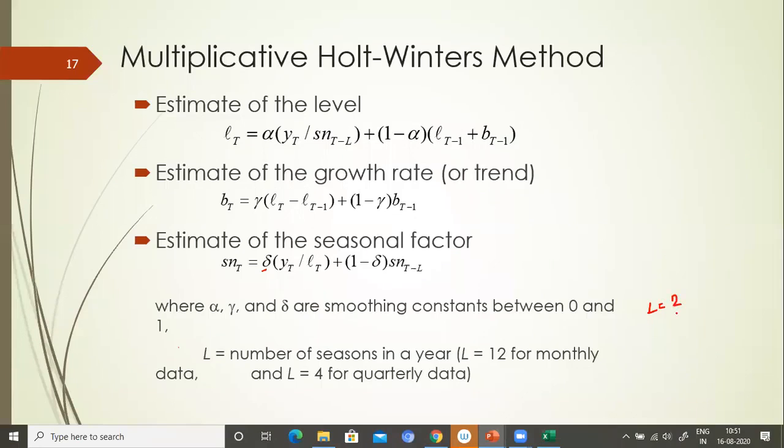L is equal to 2. Why? Because from month 1 to month 6, one season. From month 7 to month 12 is the second season. So you have only 2 seasons a year in our example in Excel. So L equal to 2. Clear? How did we get L equal to 2 in the Excel sheet? In the monthly beer production?